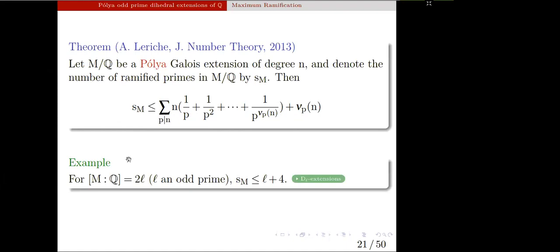Now I'm going to talk about maximum ramification in Pólya dihedral extensions of Q, and so I start with this upper bound due to Leriche. This theorem says that for M over Q, a Pólya-Galois extension of extension degree n, the number of ramified primes in M over Q is bounded by this number. And as you see, the Leriche upper bound depends on the extension degree of M over Q. For example, in our case study, whenever the degree of M over Q is 2l for l an odd prime, then by Leriche's result, M will have at most l plus 4 ramified primes, which may be a very big number.